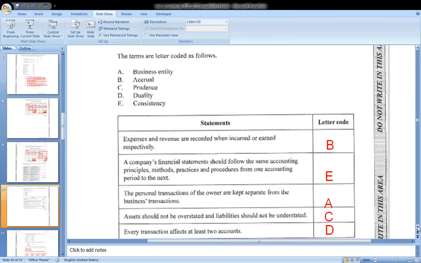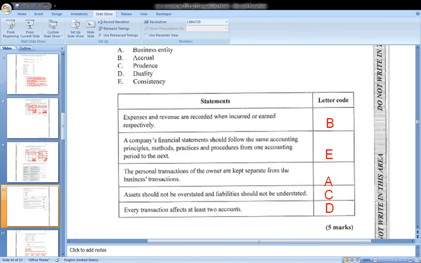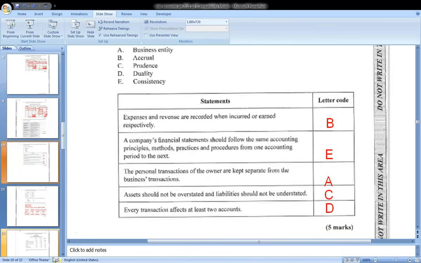The next one, assets should not be overstated and liabilities should not be understated. We know that is C, prudence. And the final one says every transaction affects at least 2 accounts. We know that is D, duality. Each of those represents 1 mark, so in total, 5 marks for that. Let's go on to the next part of the question.